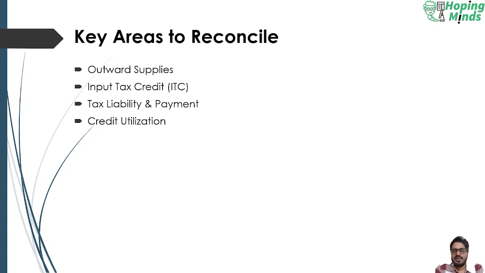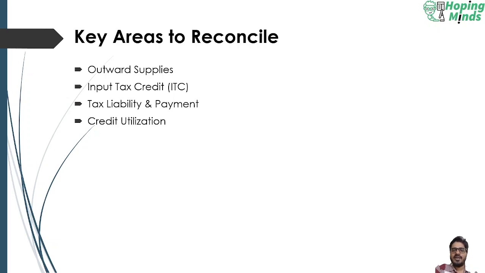Outward supplies details are reported in GSTR 1 return and it gets auto populated in GSTR 3B return. Also in our books we report the sales data on a day-to-day basis and transaction to transaction basis. So all three sets of data must reconcile with each other.